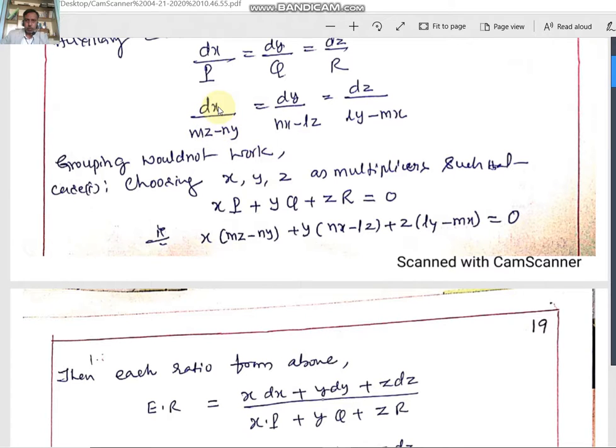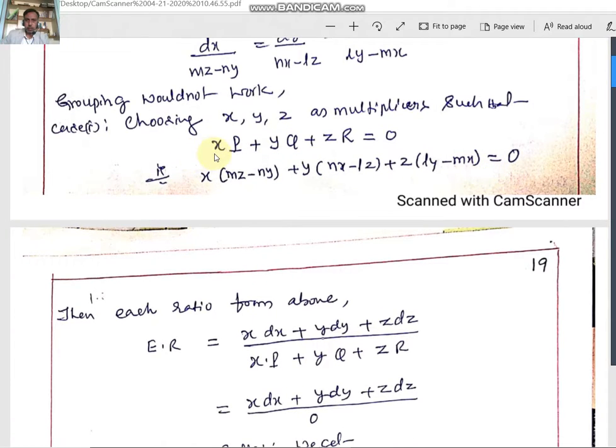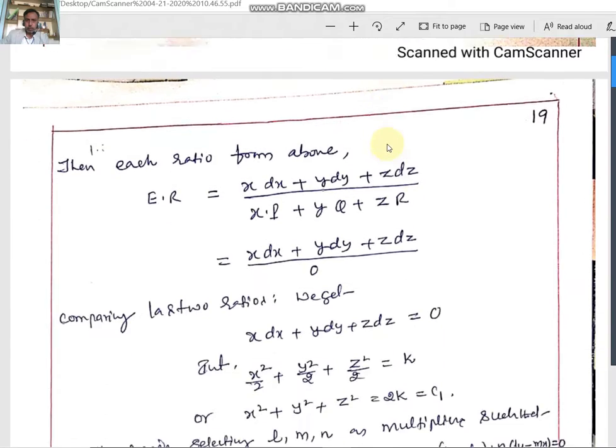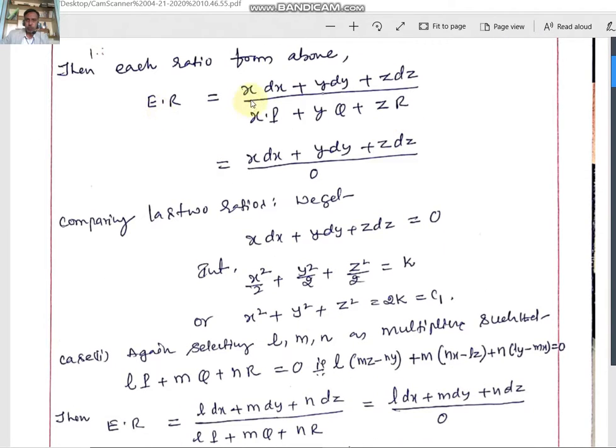To group them, dx should involve only the x term and dy should involve only the y term, so that it is easily integrable. So here we can choose x, y, z as the multipliers, such that x into P plus y into Q plus z into R should be 0. So write each ratio equal to the fourth ratio like this. The denominator will be 0. Consider one of the left-hand side ratios and the fourth ratio, cross multiply, then we will obtain x dx plus y dy plus z dz is equal to 0.